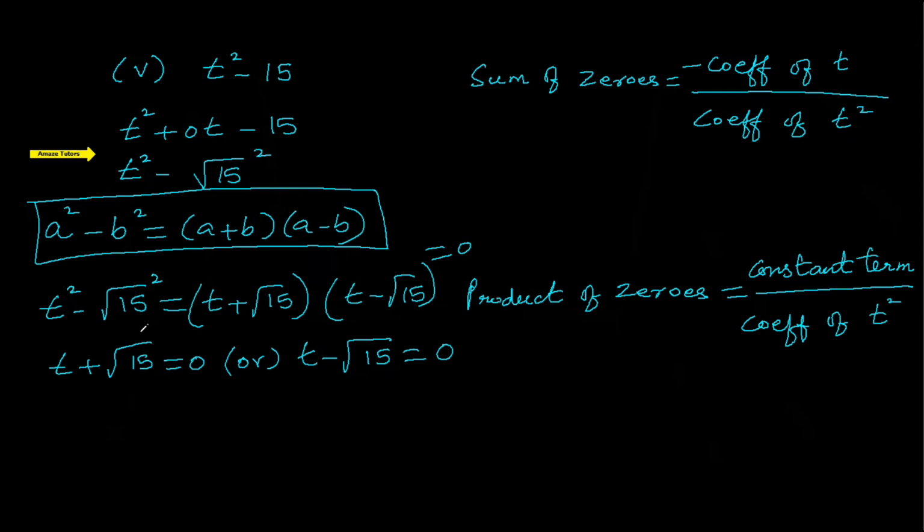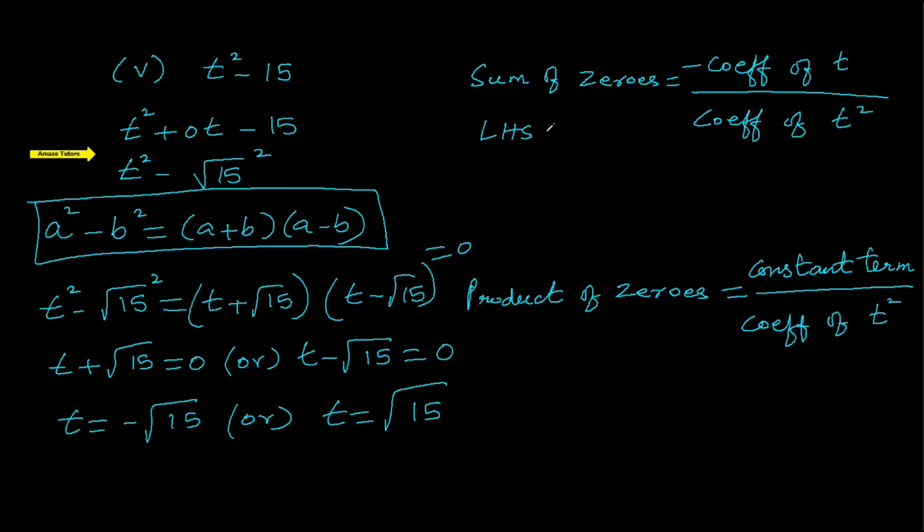Now solve the equations. Root 15, when you take it to the other side, negative root 15, one of the solutions. Now when you take negative root 15 to the other side, positive root 15. So the zeros are positive and negative root 15. Now we will try to verify the relation between the zeros and the coefficients. What is the sum of the zeros?